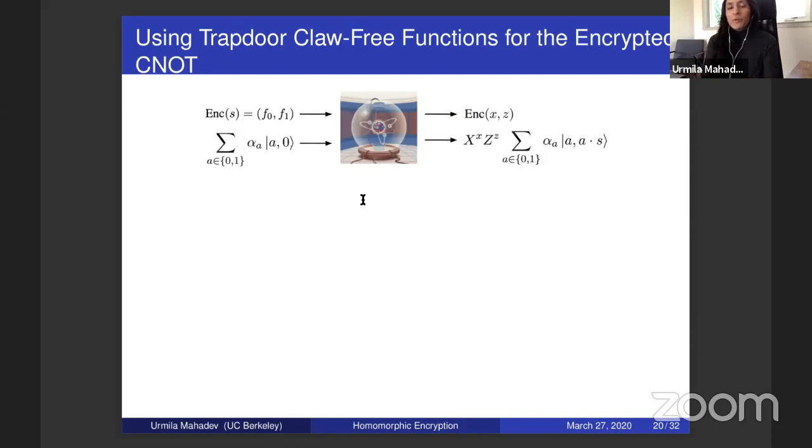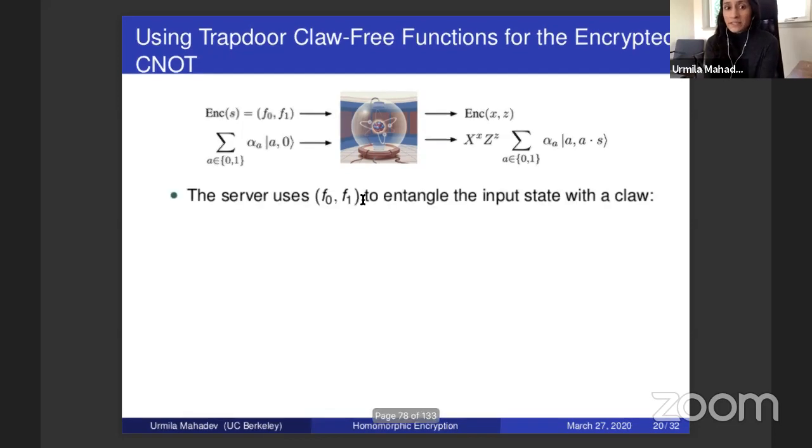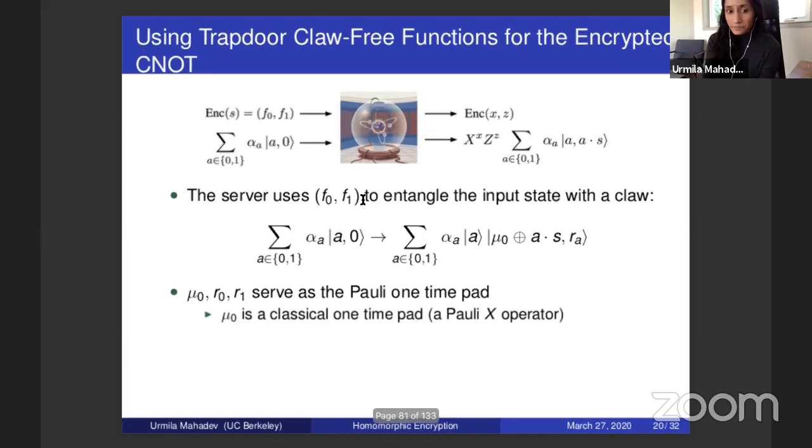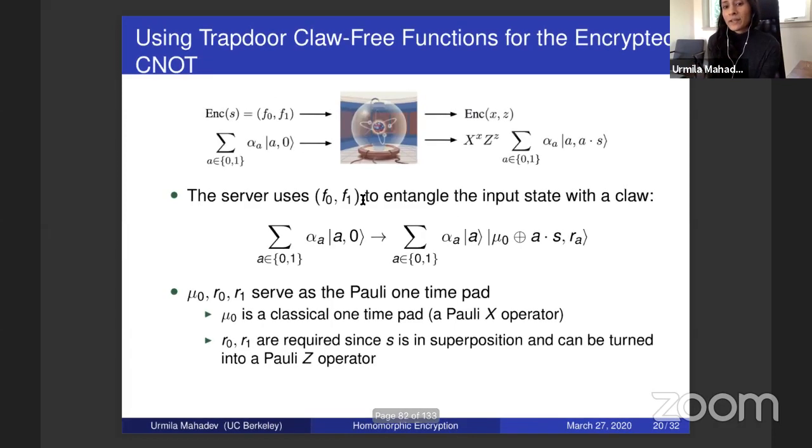Now to recap, what I've said is that the encrypted C0 operation is easy for the quantum server if the encryption of S is a trapdoor claw-free function. In that case, all the server has to do to complete this transformation is to use F0 and F1 to entangle his input state with the claw. And just that procedure, just entangling the input state with the claw, is enough to take information about the bit S and put it in his superposition, and it's only hidden by mu0 and RA, which serve as a Pauli one-time pad. And that's because mu0 is a classical one-time pad, it's just a bit shift, and R0 and R1 can be turned into Pauli Z operators. Now, are there any questions?